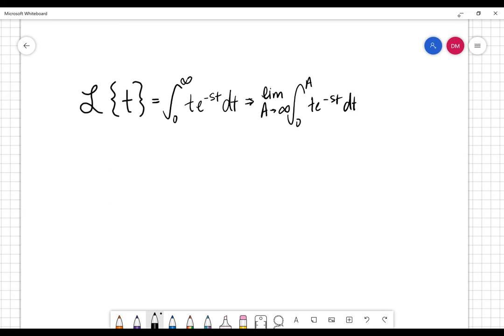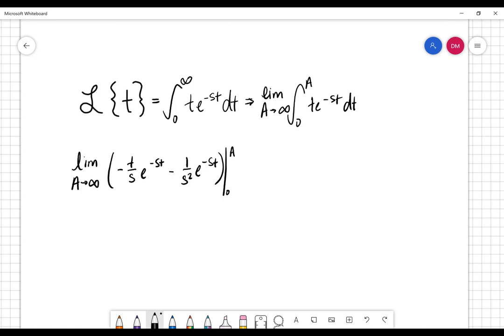Okay, this is an integral that we have to do by parts, and so I will shortcut that for you. We won't go through and do that by parts together in these notes. I'm going to go ahead and just tell you what it is. So the limit as a approaches infinity of negative t over s e to the negative st minus 1 over s squared e to the negative st. And then we are going to go ahead and take that and plug in from 0 to a.